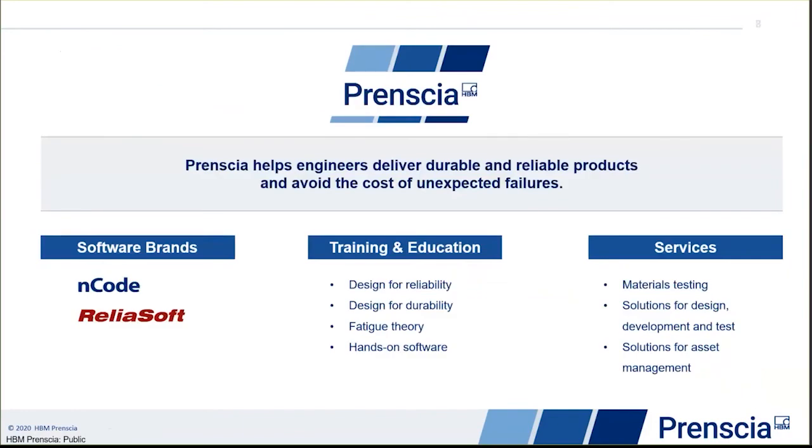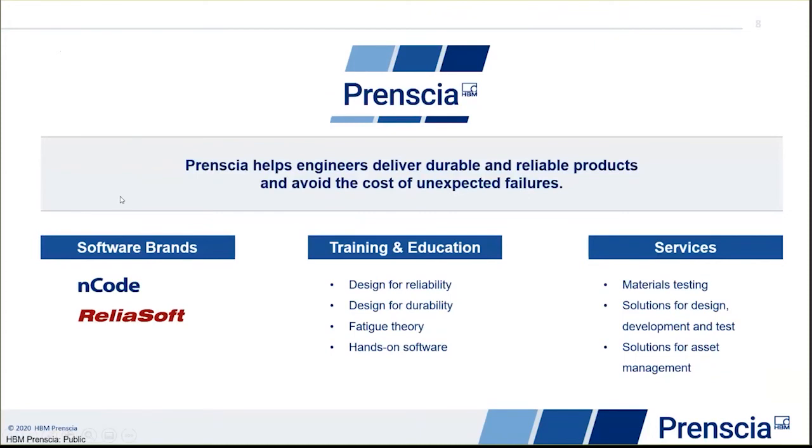Say who we are. As Princeton, we help engineers deliver durable and reliable products by avoiding the cost of unexpected failures. So before any failure, is there any chance of predicting the failure with a background of mathematics? So we operate in three modes of operation.